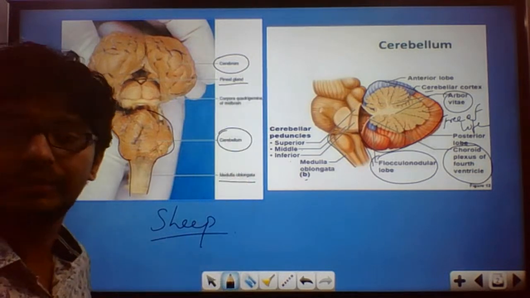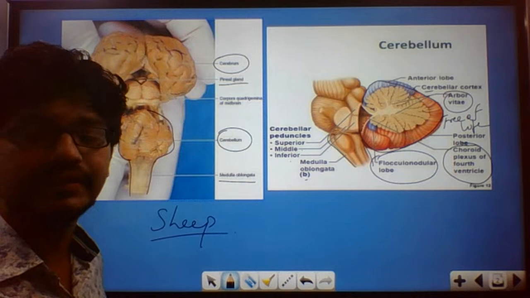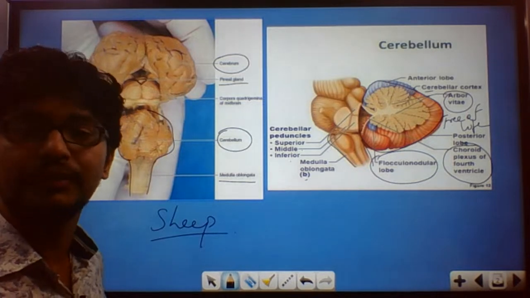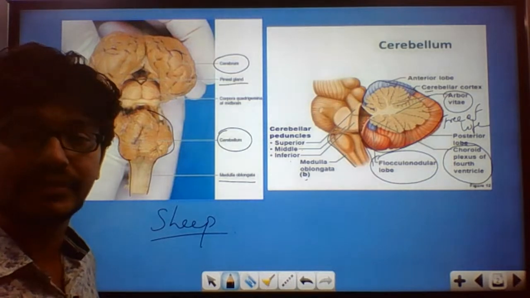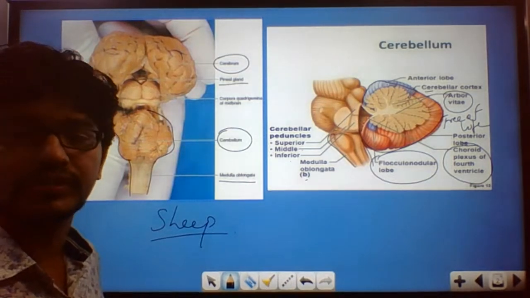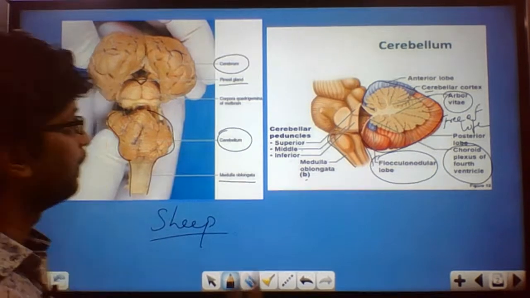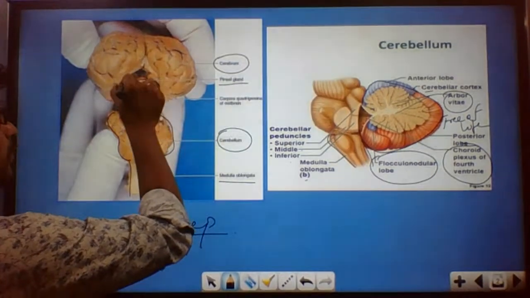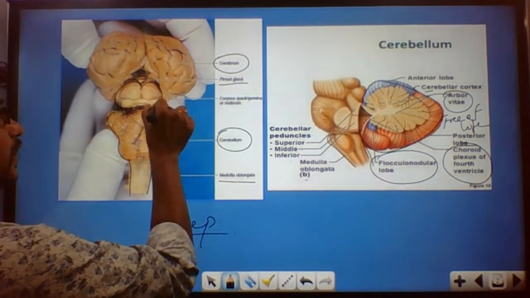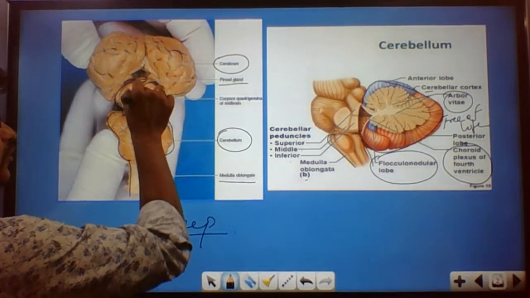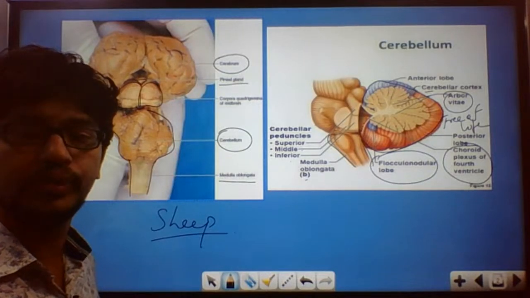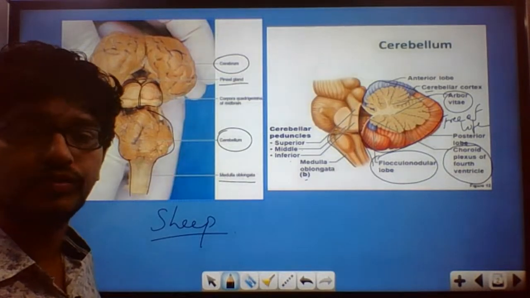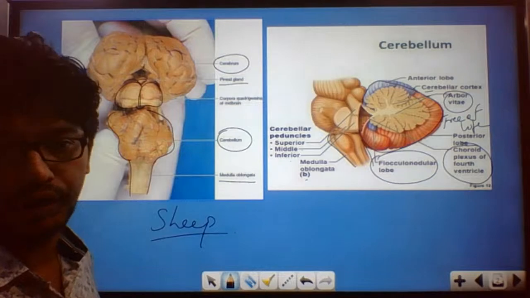We discussed the main functions of the pineal gland. Can someone tell me the main function of the pineal gland? We usually call the pineal gland the biological clock, responsible for the sleep and awake cycle. Then here we have the corpora quadrigemina. You can see four chambers in the corpora quadrigemina, two superior and two inferior, two for vision and two for auditory functions.